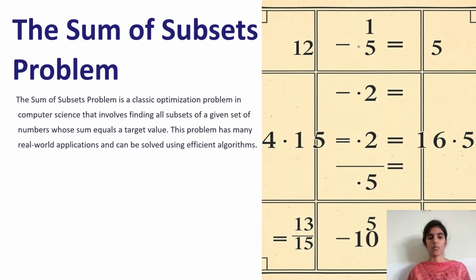Sum of subsets problem. Firstly, the introduction. The sum of subsets problem is a classic optimization problem in computer science that involves finding all subsets of a given set of numbers whose sum equals a target value. The problem has many real world applications and can be solved using efficient algorithms.